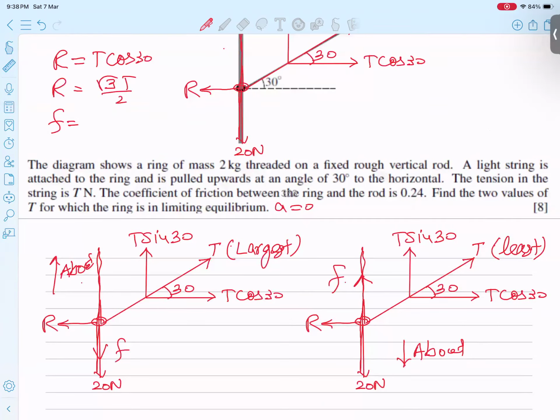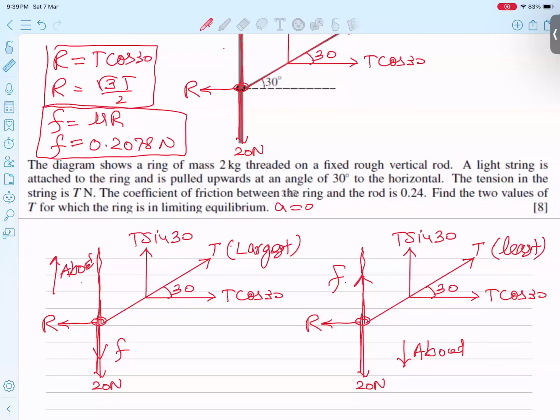Okay, we can find mu R also, mu and R. And the mu value is given by him, 0.24. So if I put 0.24 times 2 root 3 and divide by 2, I'm getting the friction force acting as 0.2078 newtons. So I got two parts: I got a normal reaction, and I got a frictional force.